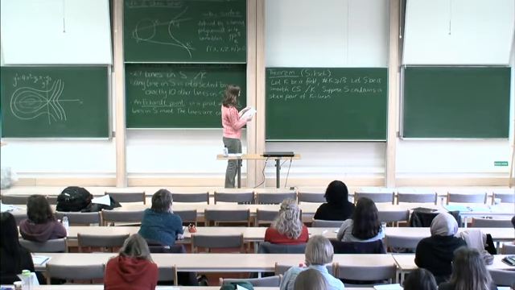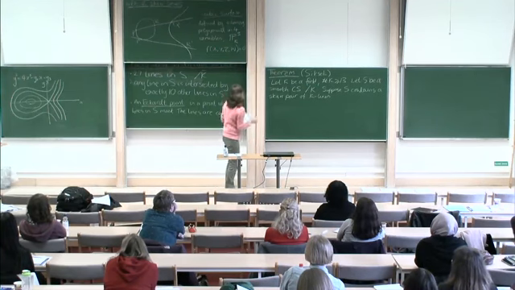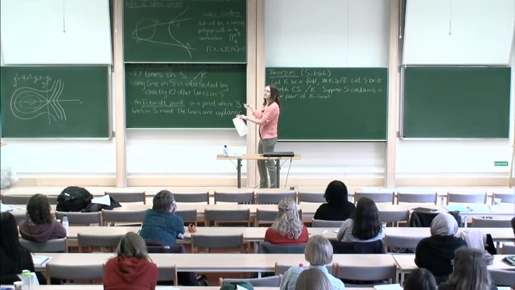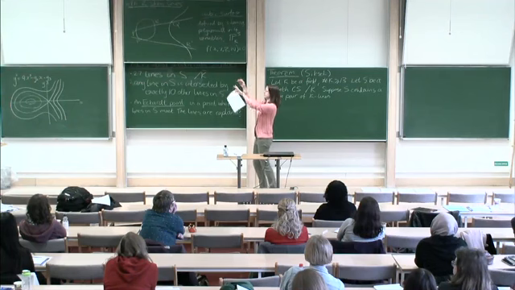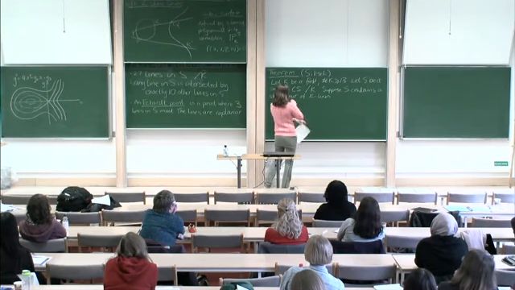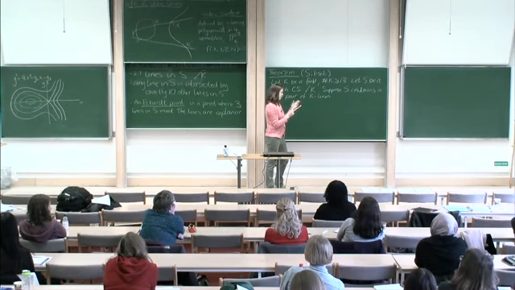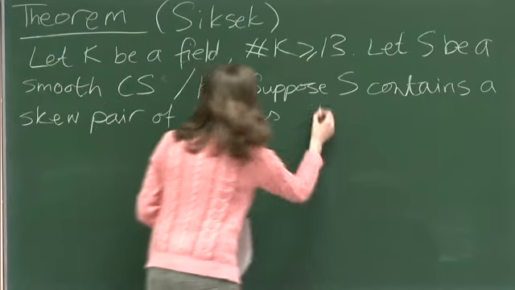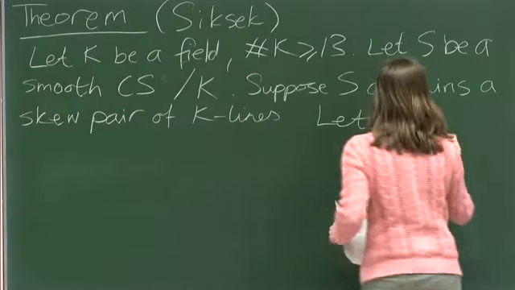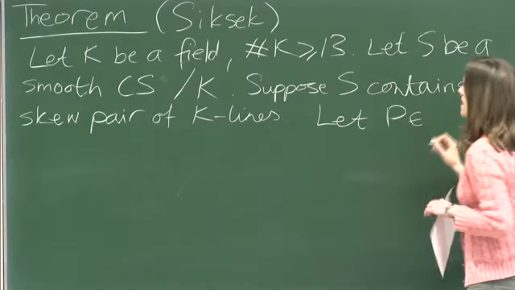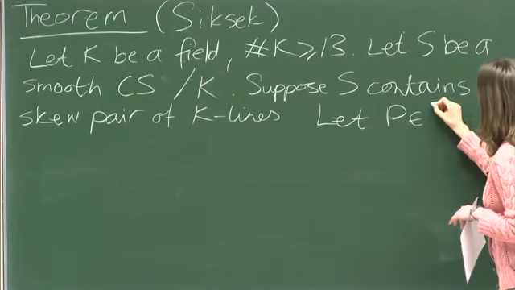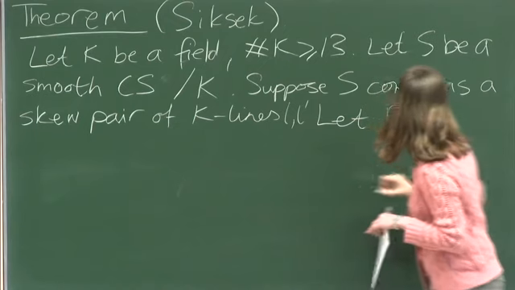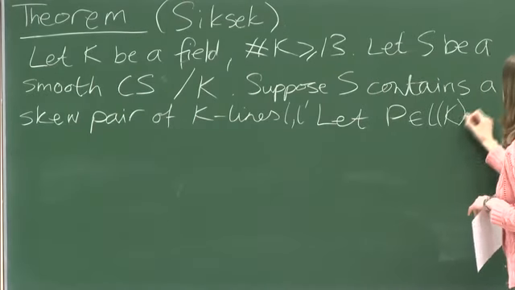So we want one which contains 2 skew lines. They're not parallel, because things that are parallel in projective space actually meet at the point at infinity, and skew lines don't meet each other. Once we've got a pair of skew lines, I'm going to call these lines L and L dash, and we let P be a k-rational point on either L or L dash.